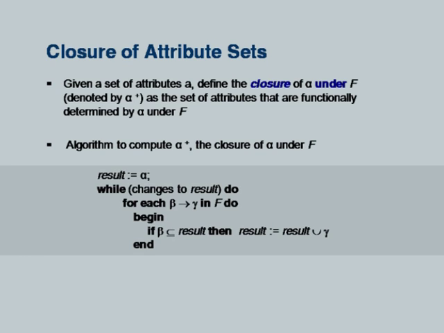So here is the algorithm. The result is initially alpha, and now we keep doing this until the result does not change. What is it we do? For every beta goes to gamma in F, this is F, not F plus, if beta is a subset of result, then we add gamma to the result. So the result keeps growing and growing until it stops growing. When it stops growing, we exit the loop. That's the basic idea.